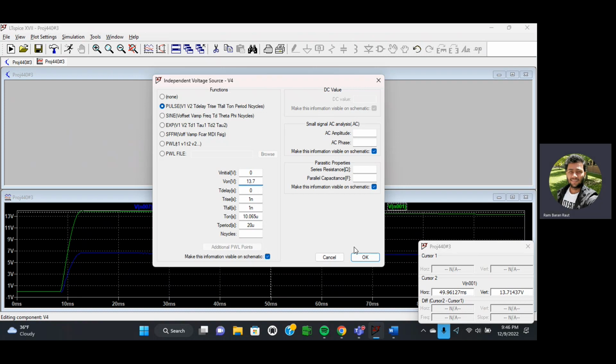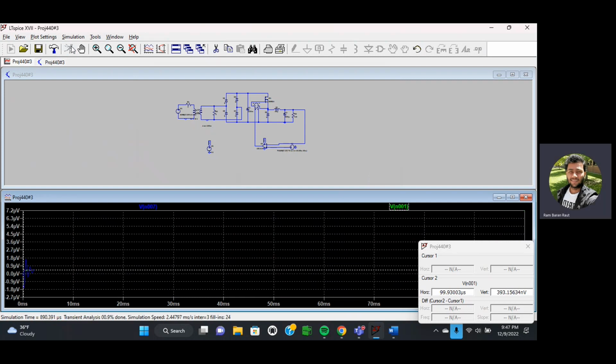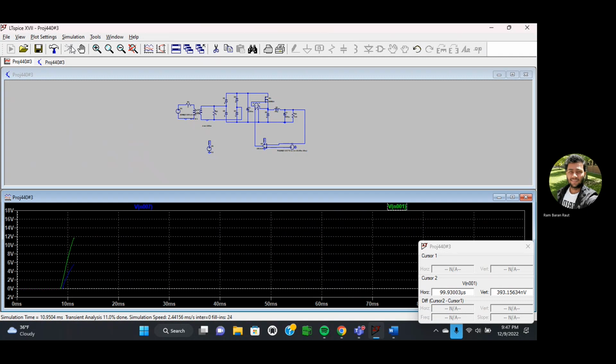We need to calculate the duty cycle. We are at 13.7, 51%, 0.21. Now on this cycle. Now it looks like 7 volt.